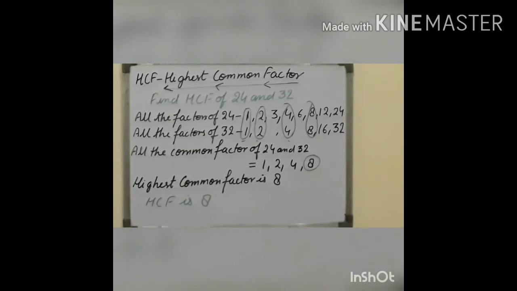This is the first method in which we find the factors of the given numbers, and after that the common factors, and from the common factors we have to pick the highest one, which is the largest number. That is the highest common factor of the given numbers.